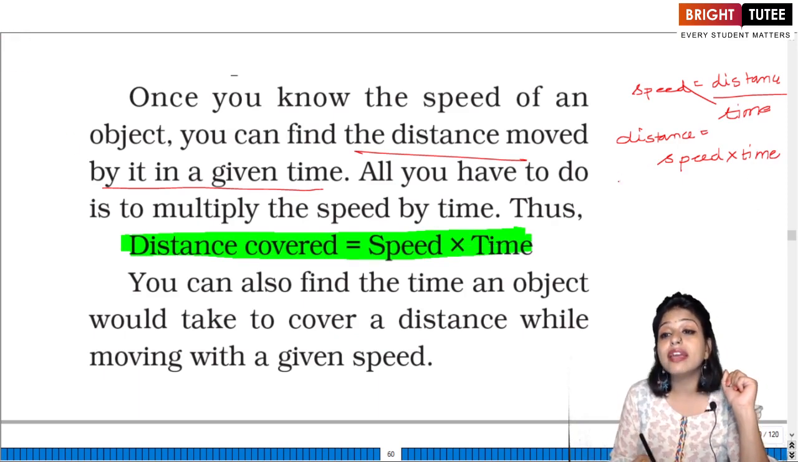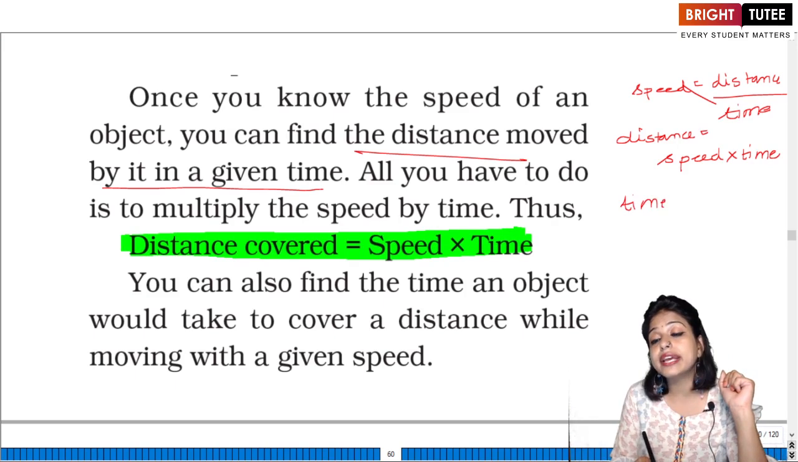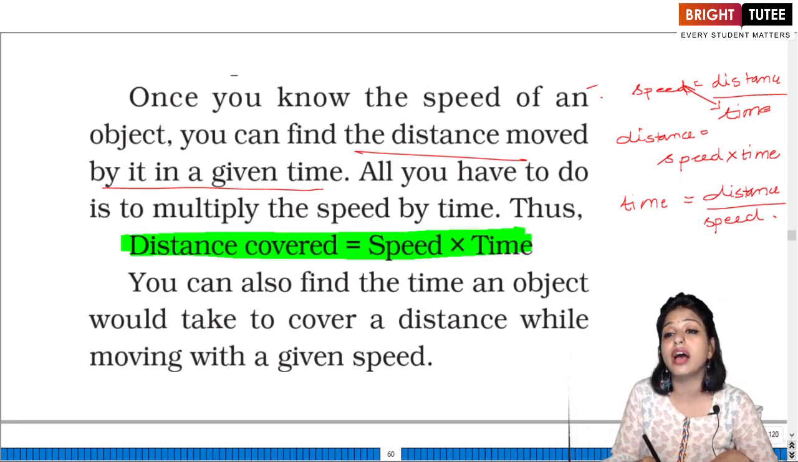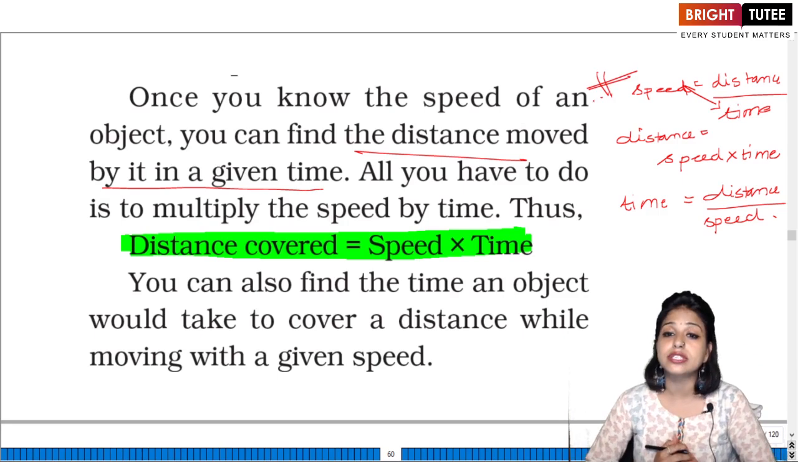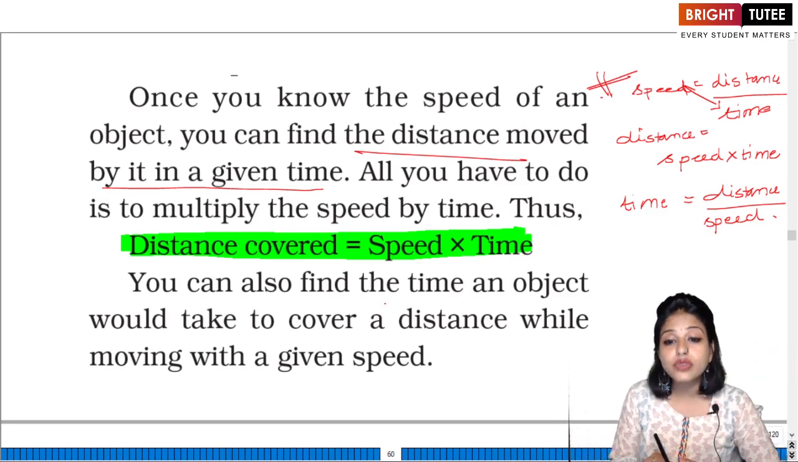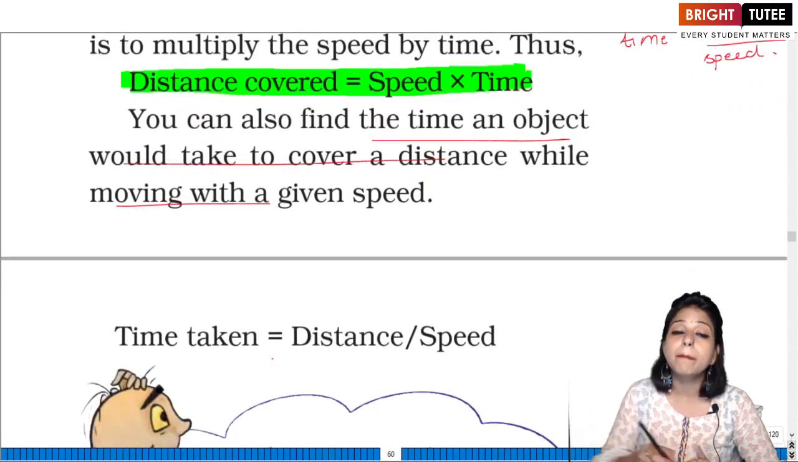On the other hand, if I want to find the time, it can again be given by switching the position of time and speed, which is given as distance upon speed. So with the use of one single formula, that is speed is equal to distance upon time, I can figure out either the distance or the time as well. So we can find the time taken by an object to cover a distance at a given speed by this.